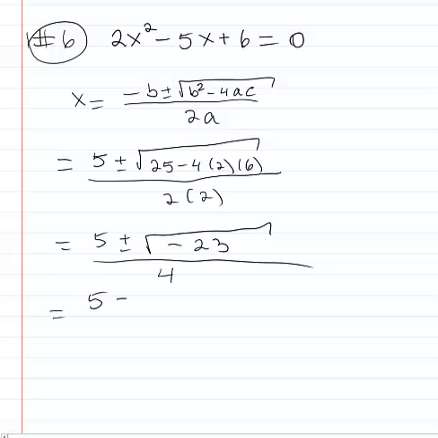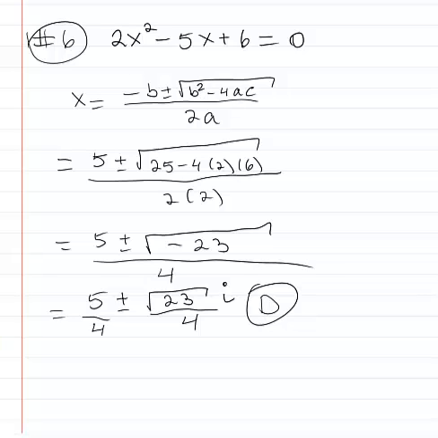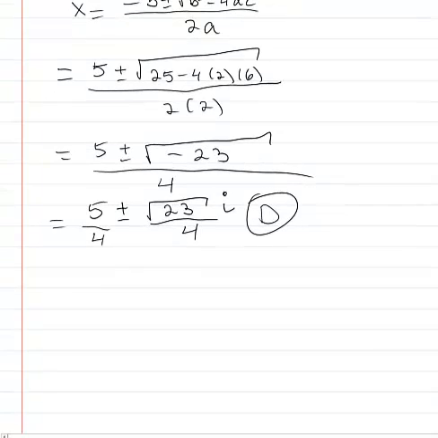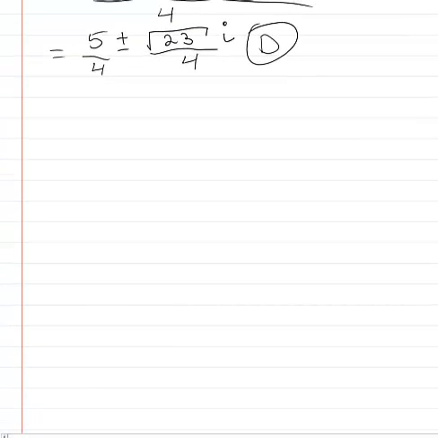Okay, so I'm getting a negative under the square root. If I split this up, it becomes square root of 23 i, because i is the square root of negative 1, divided by 4. So let me divide this thing by 4, and you got your answer choice, which is D. Be careful with the arithmetic. When you see a square root of a negative, it becomes imaginary, so you gotta attach an i in there. Okay. Number 7.